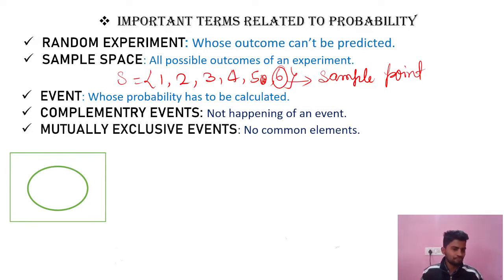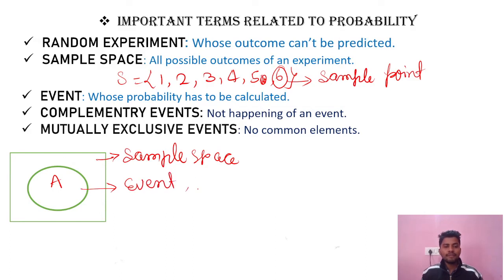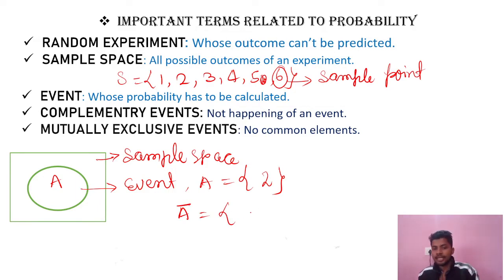Let us take an example. Here we can draw the Venn diagram. Here the universal set denotes the sample space, and this is a set A. Set A is an event that denotes what? Event A denotes getting an even prime number. Getting an even prime number gives 2. So what is A complementary? A bar, A complementary, consists of those elements which are in the sample space but not in event A. So it would be 1, 3, 4, 5, 6. So this is known as A complementary.